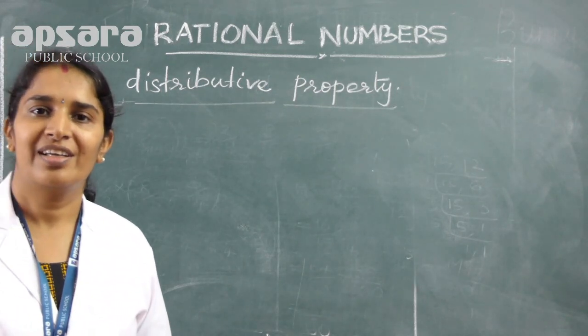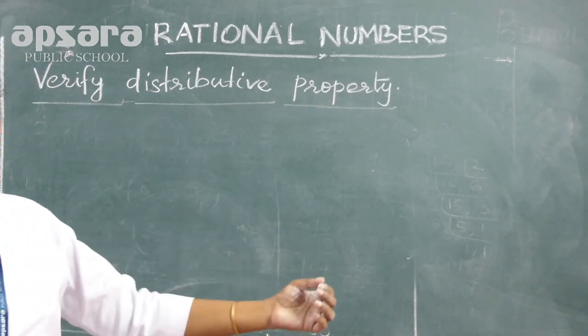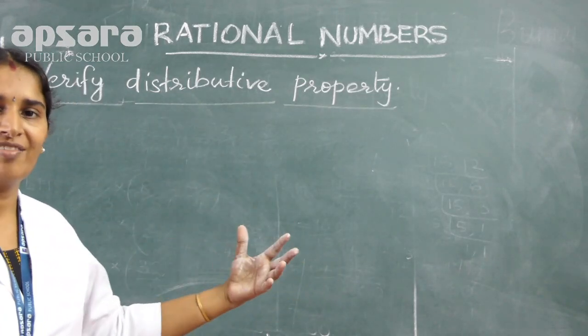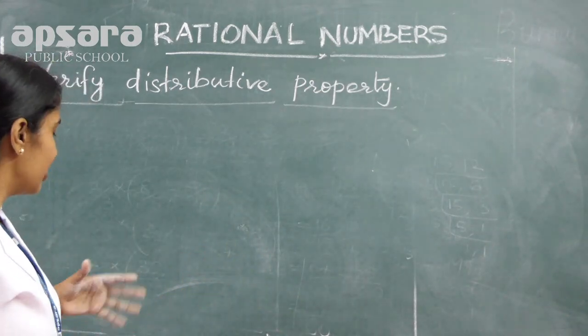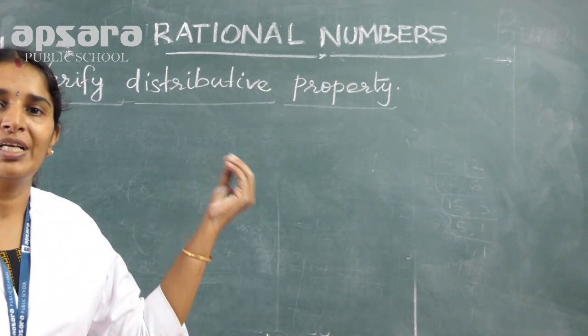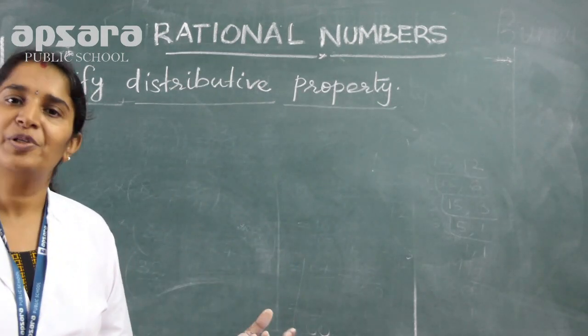Yesterday in the last class we have studied the distributive property, right? Distributivity of multiplication over addition. And today we are going to see the distributivity of multiplication over subtraction. So what is distributive property?